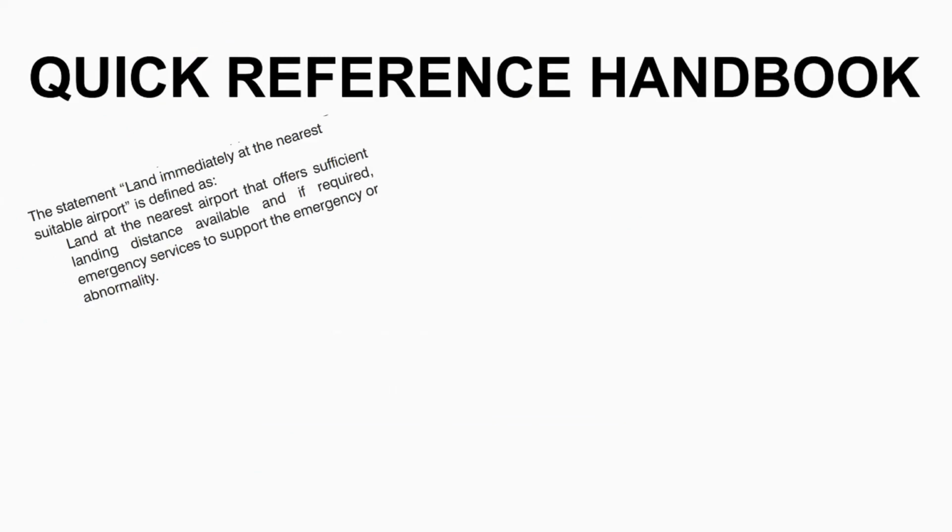So before we continue with that fault or malfunction example, I want to draw your attention to the quick reference handbook, the QRH, where there are very important paragraphs in the initial pages that you ought to know and learn and know what they mean. Here's the first one, which says the statement "land immediately at the nearest suitable airport" is defined as land at the nearest airport that offers sufficient landing distance available, and if required, emergency service to support the emergency or abnormality.